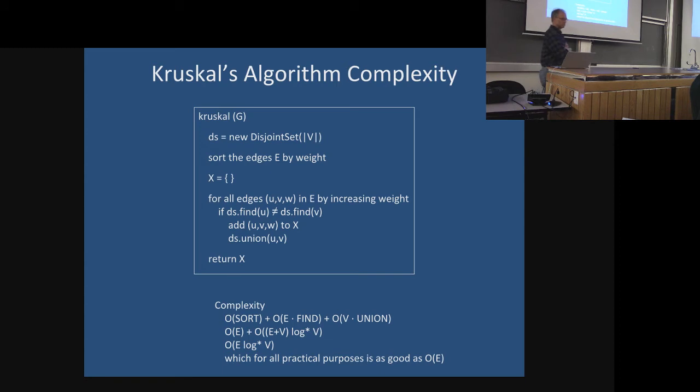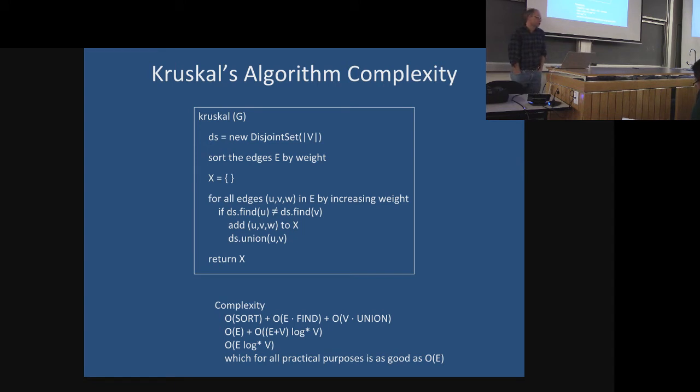So how did this compare to Prim's? Prim's ended up being the same as Dijkstra's. Dijkstra's is E plus V log V because in Dijkstra's we didn't assume that the graph was connected. If you assume the graph is connected, Prim's and Dijkstra's both end up being E log V. So the difference between Prim's and Kruskal's is one is E log V, one is E log star V.